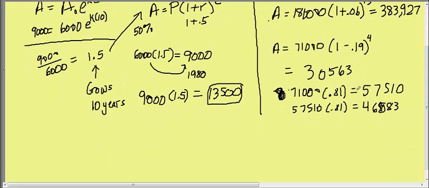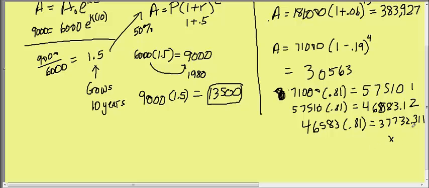So this is the 1st year. This is the 2nd year. And let's see. Times 0.81. Oh, and this was a 0.1. So this would be 37,732.311. And now I'm going to multiply this. So this is the 3rd year. Now this will be my 4th year. Do this times 0.81.